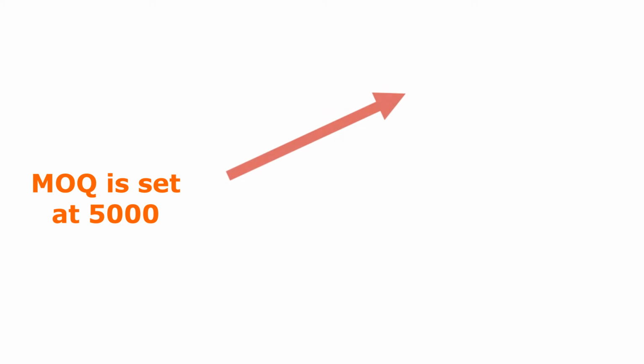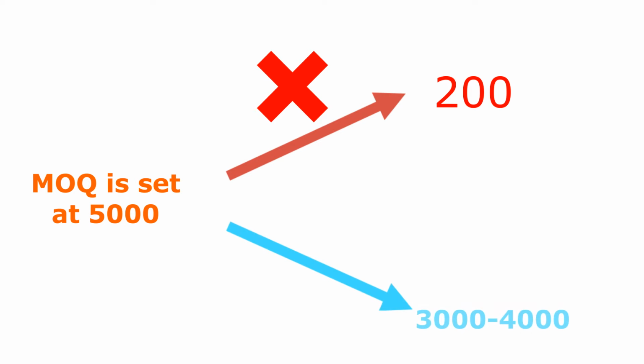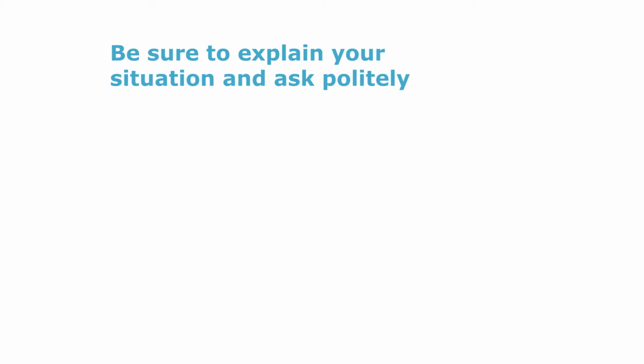For example, if the MOQ is set at 5,000, it is really not appropriate to ask for an extra low order quantity of like 200 units at wholesale price. You could aim for between 3,000 and 4,000 units if that is a number you are comfortable with, since that is much closer to the seller's MOQ. Be sure to explain your situation and ask for that politely. Many wholesale distributors will be willing to work with you if it makes financial sense for them.